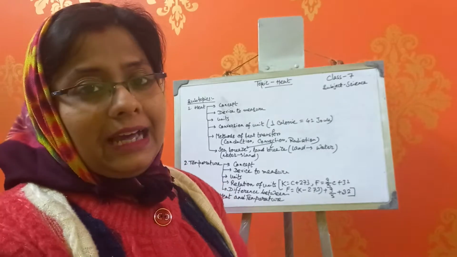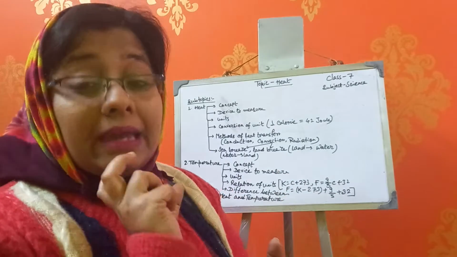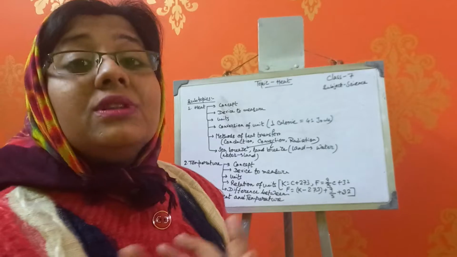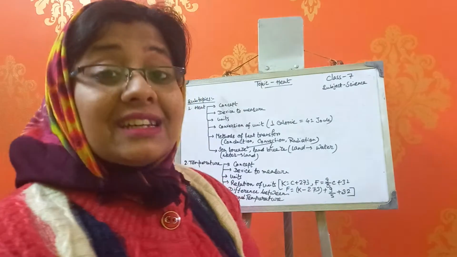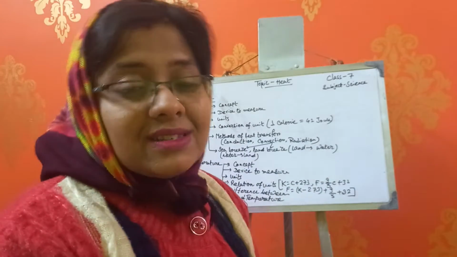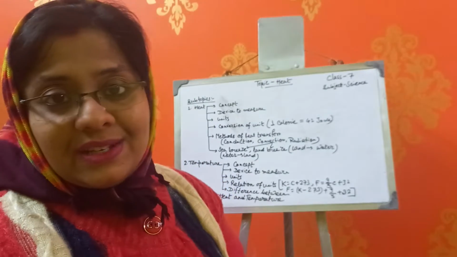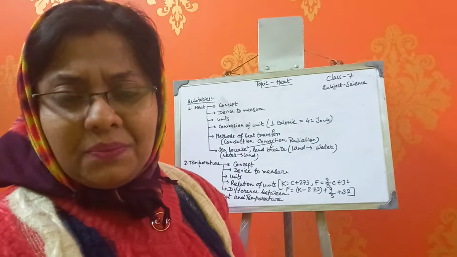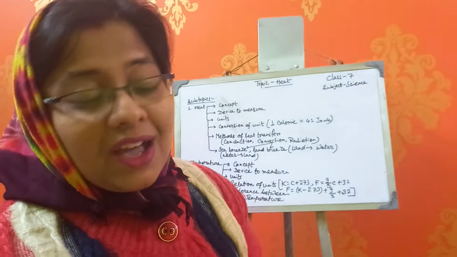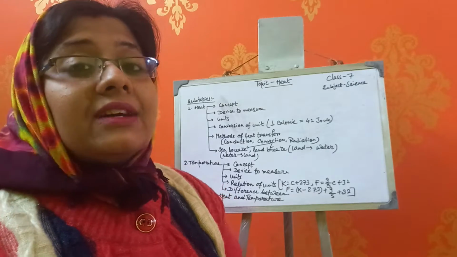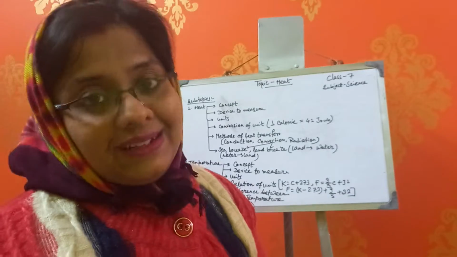In an LED light, heat energy converts into light energy. Then in geothermal power, heat energy converts into electrical energy. In a steam engine, heat energy converts into mechanical energy. So this is how heat is converted to various forms of energy.